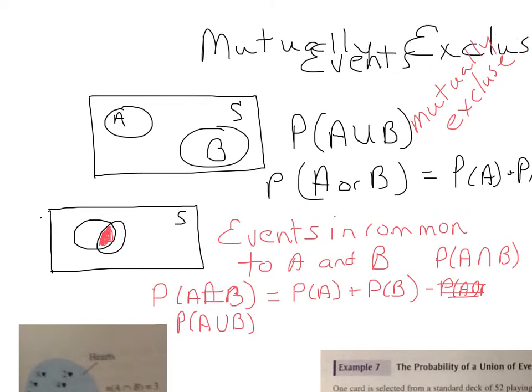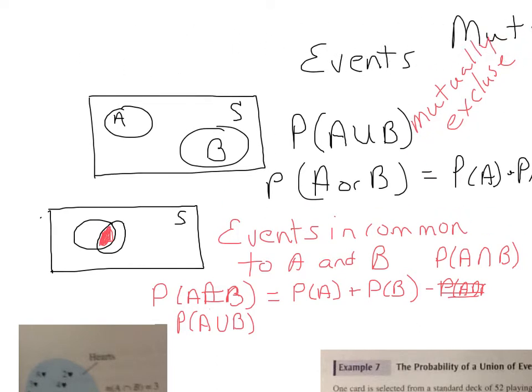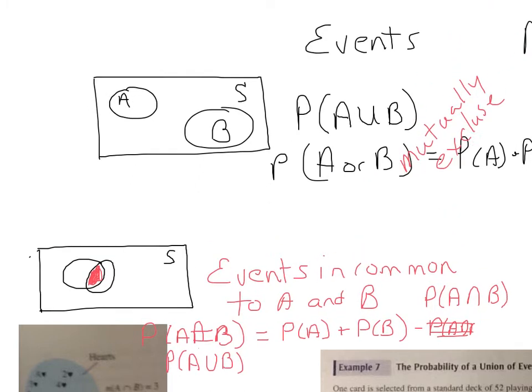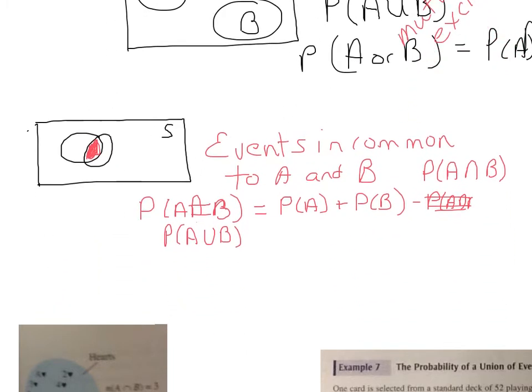Yeah, let me move that out of the way. All right, we'll rewrite it. The probability of A, that's what gets me messed up, is the A. I should have used a different letter probably. The probability of A or B. This is A or B.